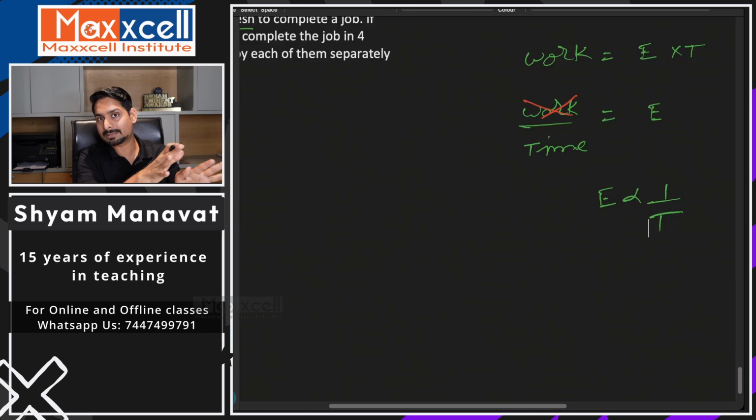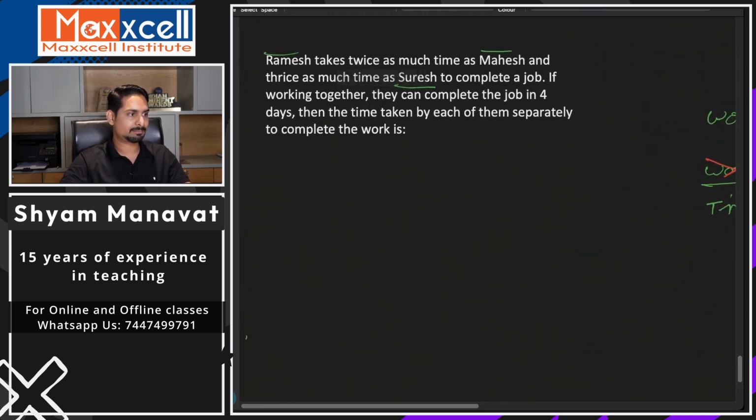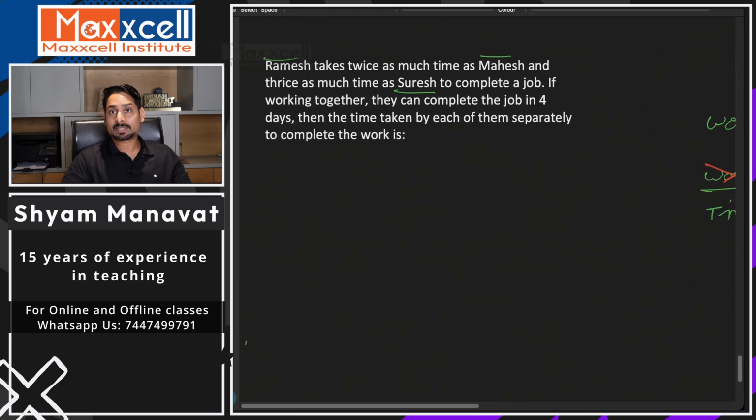I hope you understand this. That means if efficiency increases, time decreases. That means if efficiency is double, time is half. That means if time is double, efficiency is half. Right? That's the proportion chapter which we have completed. This chapter is one of the applications of ratio and proportion.